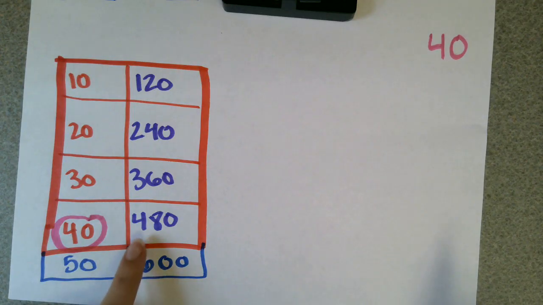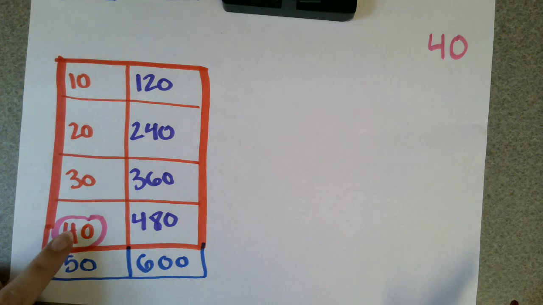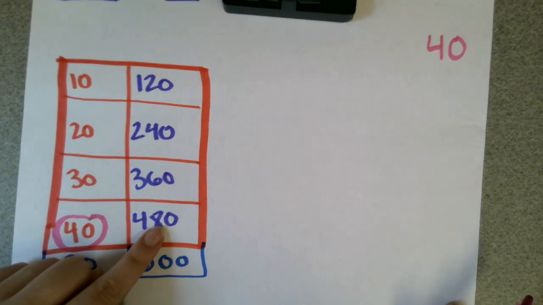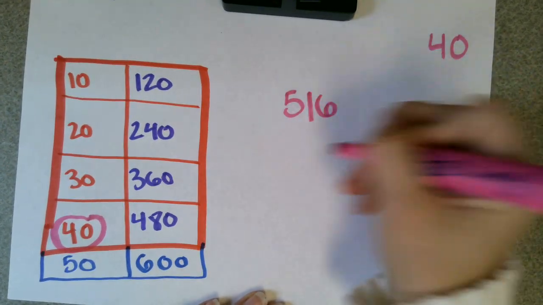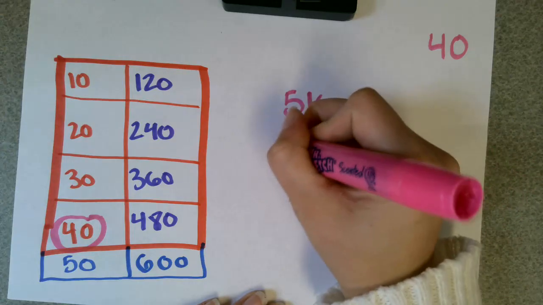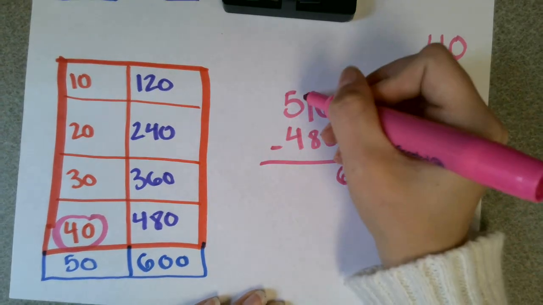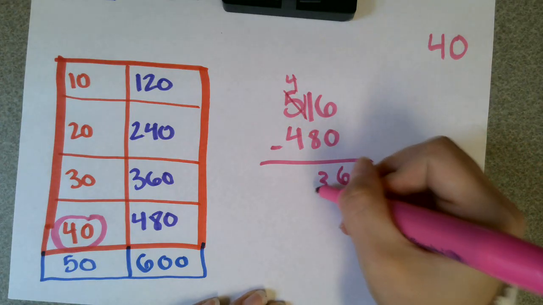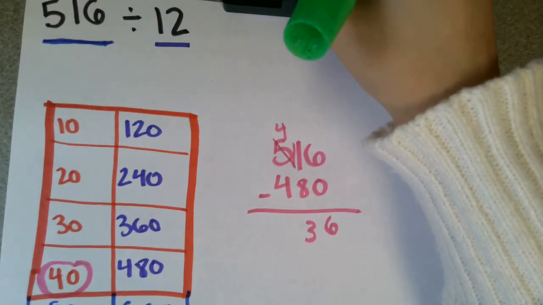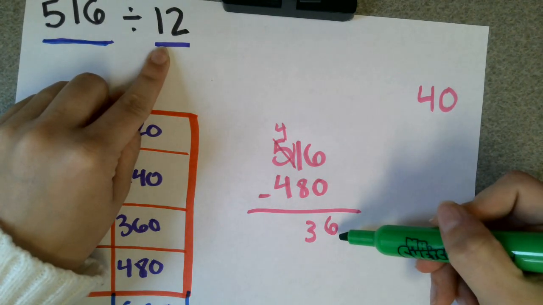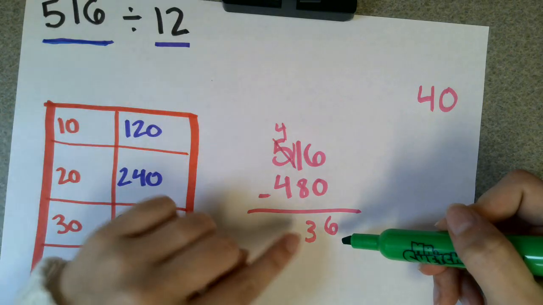Okay? Then, since we have taken 480 from 516, because that's how many 12s we were able to fit into 516, now we need to subtract the two numbers to figure out how much is left that we still need to divide. So we take 516 and subtract 480 from it. We have to regroup, and that would be 36. That's how much we have left to divide. So the next question is how many 12s can fit into 36.